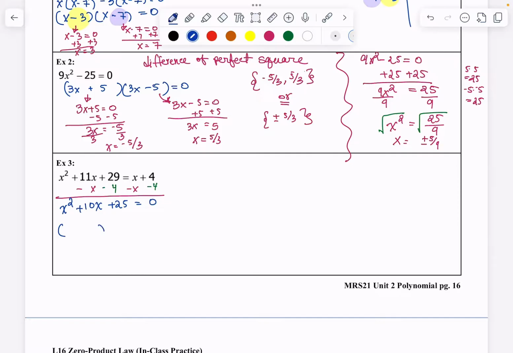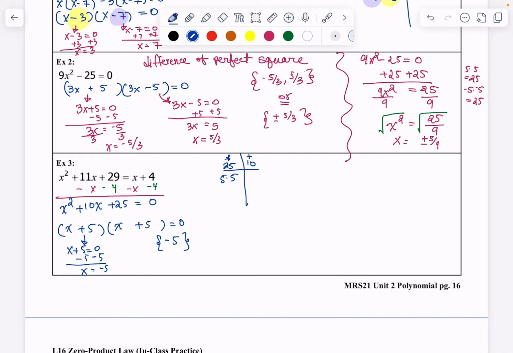And then since the a value is equal to 1, we can just look for 2 numbers that multiply to 25 and add up to 10, which is 5 times 5. So it's x plus 5 and x plus 5 equals to 0. So for this one, when I set them equal to 0, since they're both the same thing, I could just do it to one of them, and x is going to be negative 5. So when I set up my solution set, it is just going to be negative 5.